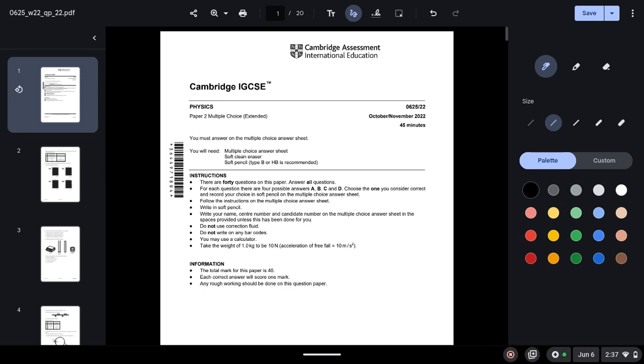Today we will be solving Cambridge IGCSE Physics Paper 2 variant 22 of October-November 2022.